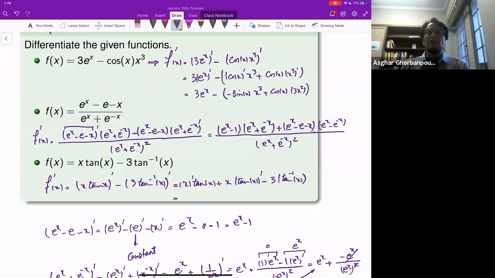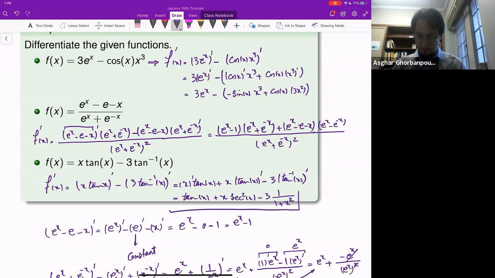Here now, the derivative of x is 1. So this will give me tan x plus x times the derivative of tan x, which is secant squared x. Minus 3. The derivative of tan inverse x is something that you learn at the end of week 4, and as you know, it is going to be 1 over 1 plus x squared. And that is the derivative of the third function that we were looking at.